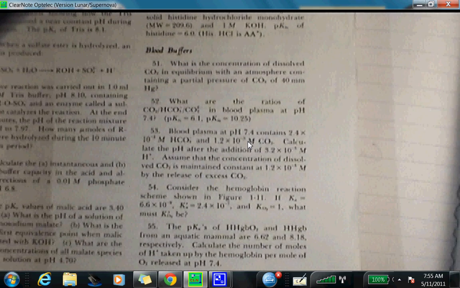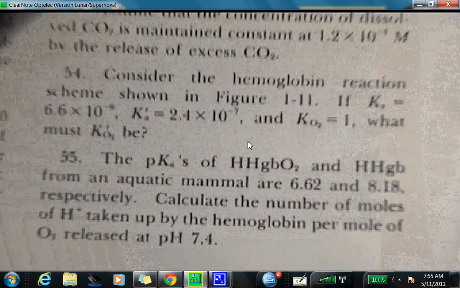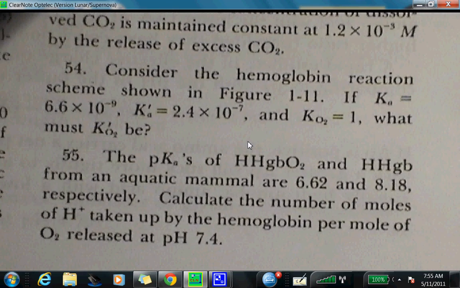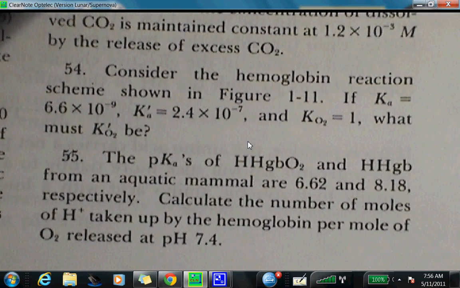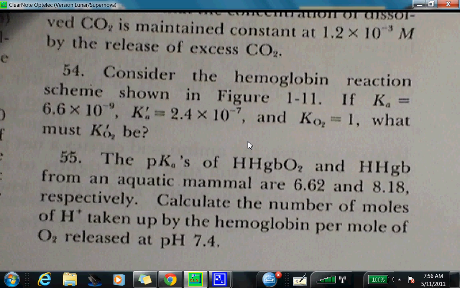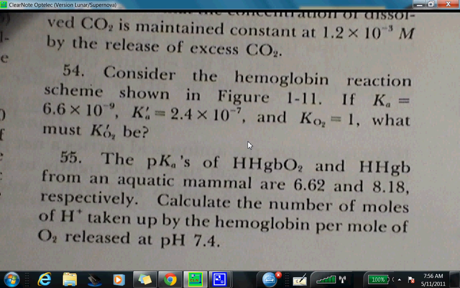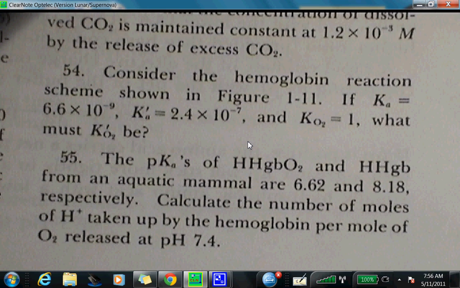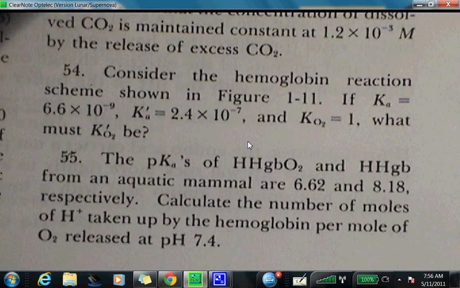So the problem itself is this. The pKa's of hemoglobin O2 and hemoglobin. This is hemoglobin bound to H and hemoglobin normal. That's what the H is designating. From an aqueous mammal are 6.62 and 8.18 respectively. Calculate the number of moles of H plus taken up by the hemoglobin per mole of O2 released at pH 7.4.